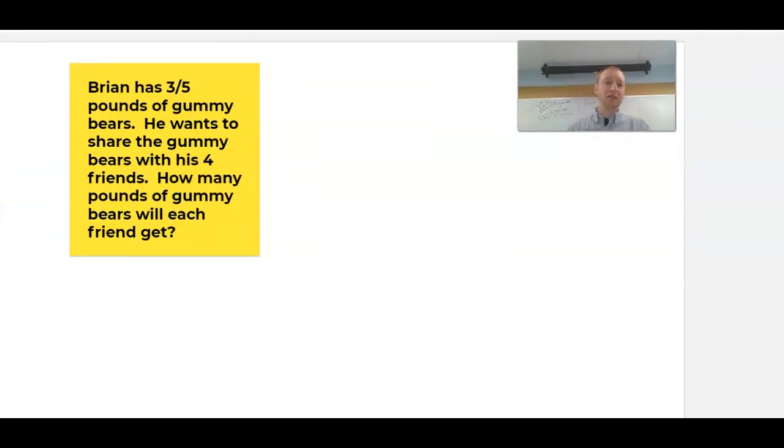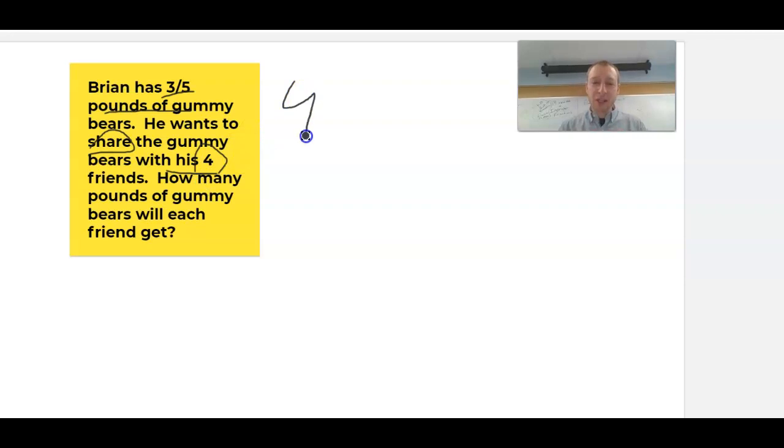Brian has 3/5 pounds of gummy bears. He wants to share the gummy bears with his 4 friends. How many pounds of gummy bears will each friend get? So let's start with this. What does Brian have? What's he starting with? Well, he has 3/5 pounds of gummy bears. What does he want to do with those gummy bears? He wants to share the gummy bears with his 4 friends.